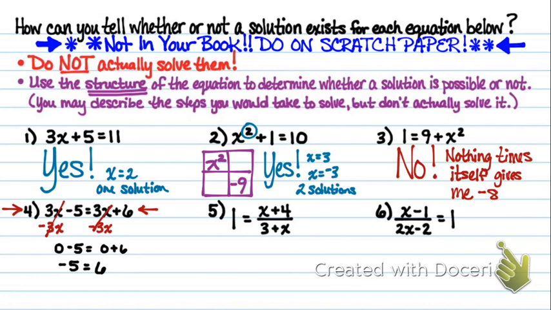Do I have any x's left at all? No, my x's all canceled out because they were the same on both sides. So when I took it all away from one side, it took it all away from the other side. Is this true? So is there anything that I could put in for x that would ever make these two sides be the same? No. So this is a no.